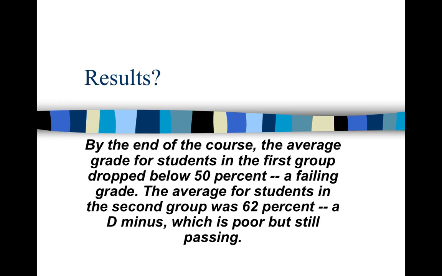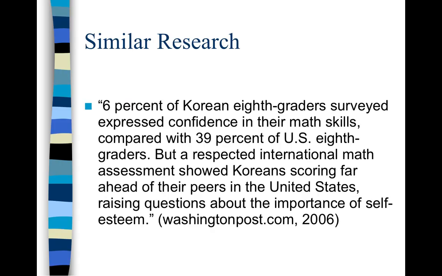So by the end of that course in those two groups, the average grade for students in that first group was below 50, failing. The average for students in that second group was 62, which is a D minus, which is still poor in some aspects, but it's definitely still passing and better than group one. So we see that when self-esteem is framed in like, I can do more, or that internal reflection of positivity, giving that ownership back to you, the student or the person, that can go a lot further in achieving results.